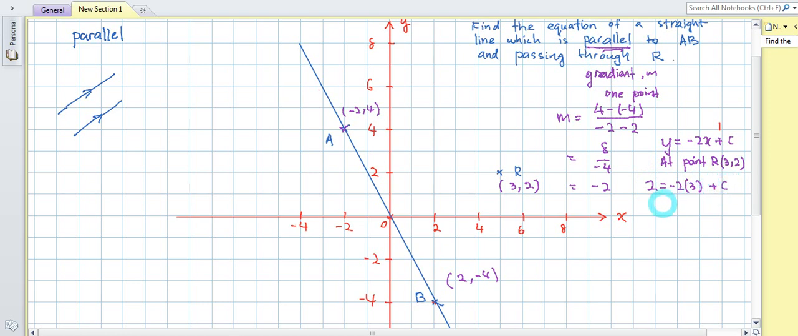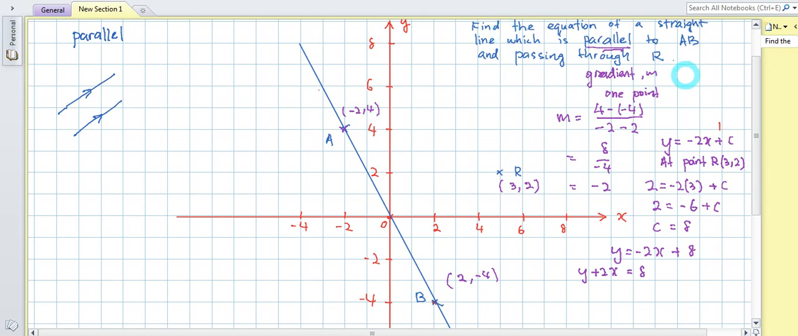Okay, we want to find the value of c. 2 equal to -6 plus c. c is equal to 2 plus 6. You will get 8, right? So the equation is y equal to -2x plus 8. Okay, this is the equation. And sometimes if you look at the book, the book gives you this equation, 2x plus y is equal to 8. It's actually the same thing, equivalent. Both answers are accepted.